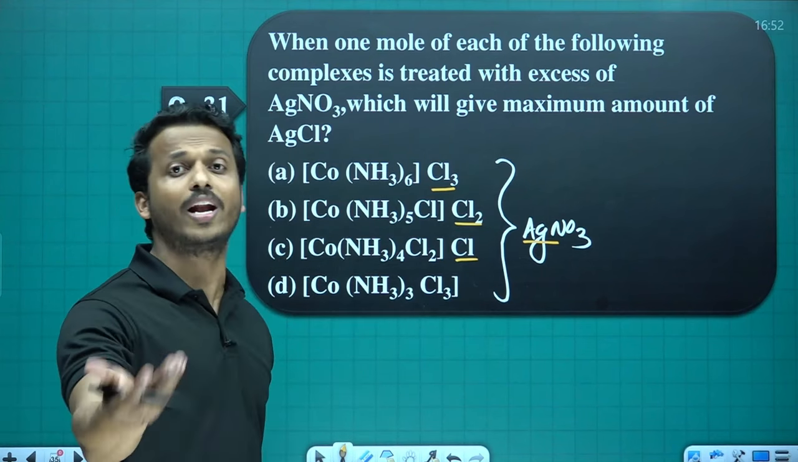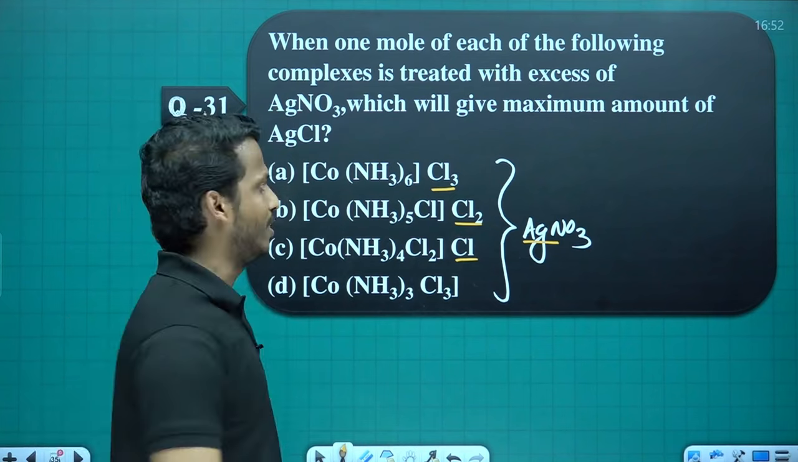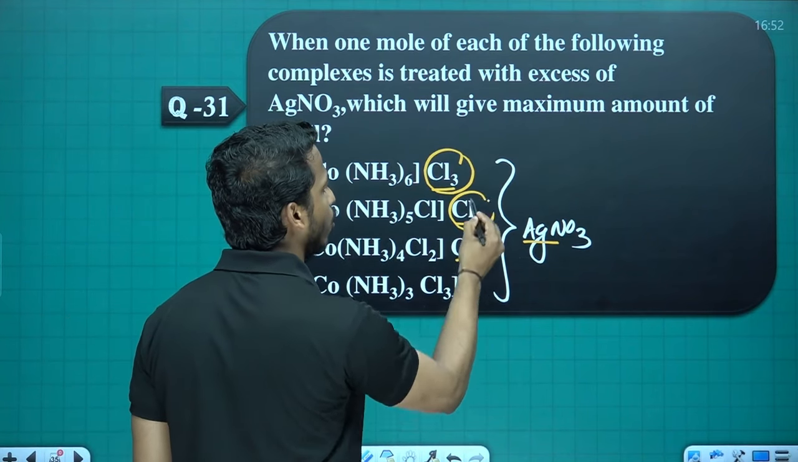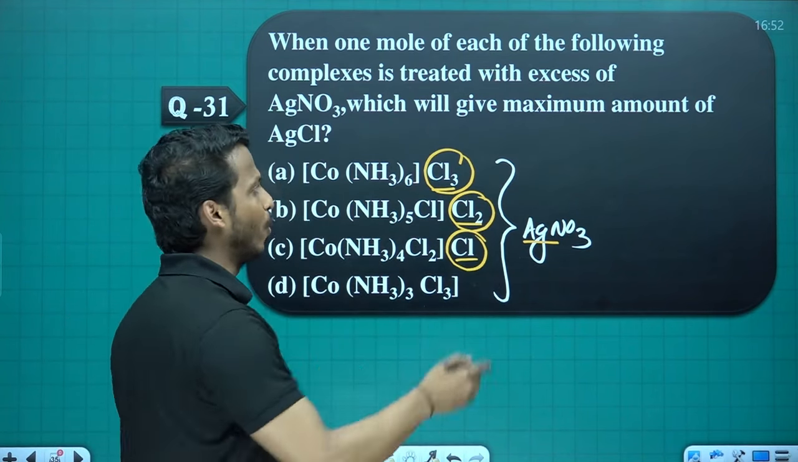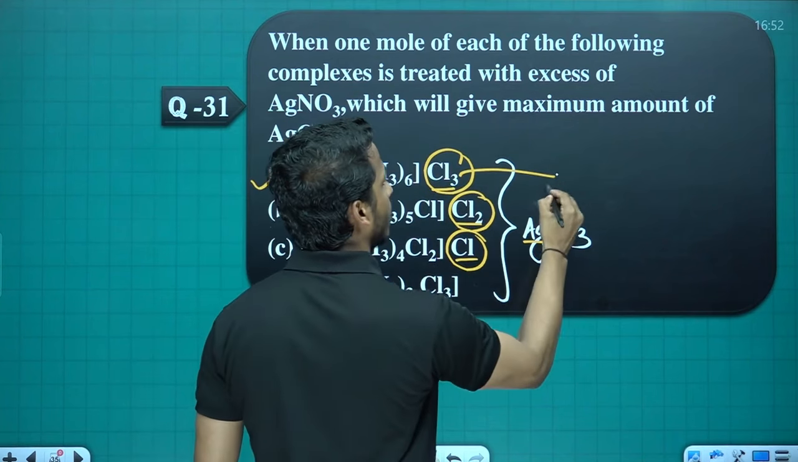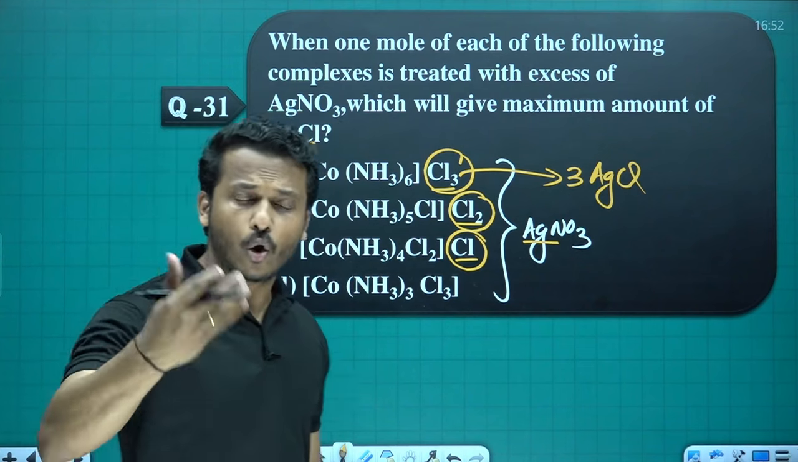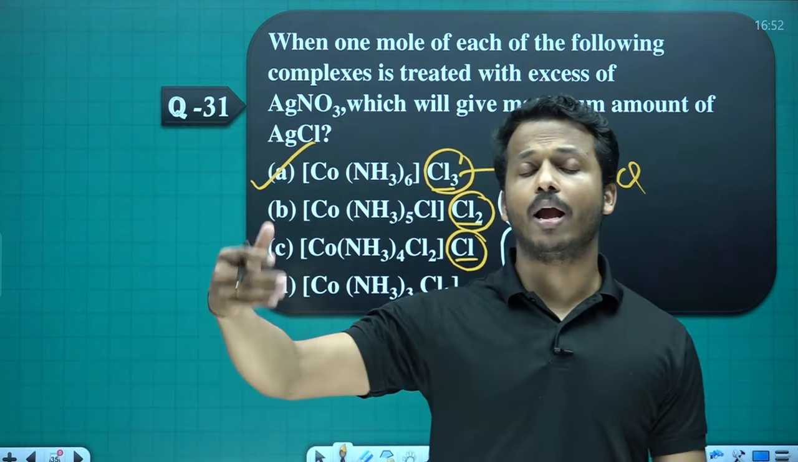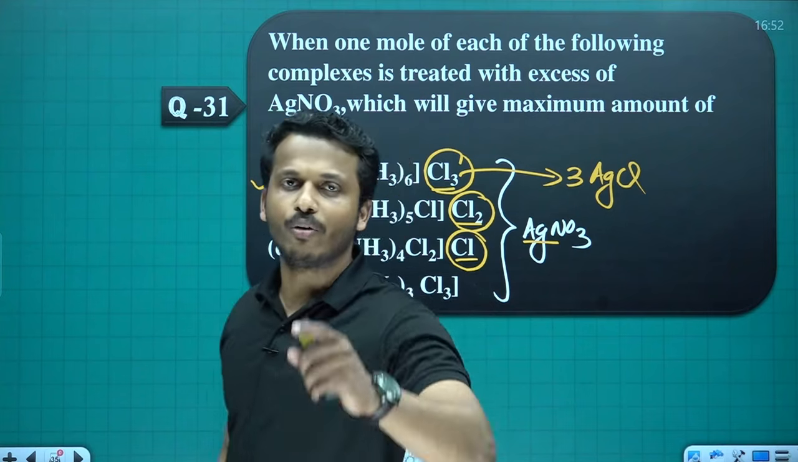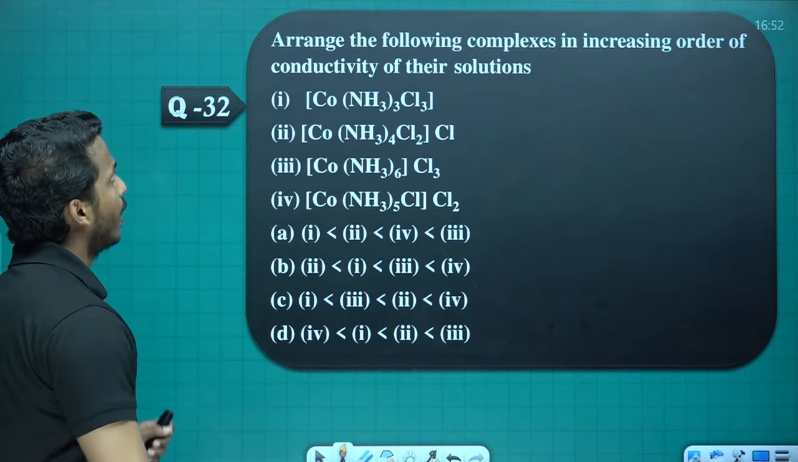Where there is maximum chlorine outside, that will give you more AgCl. Here 3 chlorine, here 2 chlorine, here 1 chlorine, here no chlorine. So this will give you 3 moles of AgCl. Remember, how many chlorine are present outside? The same amount of AgCl you can get when you treat it with silver nitrate.